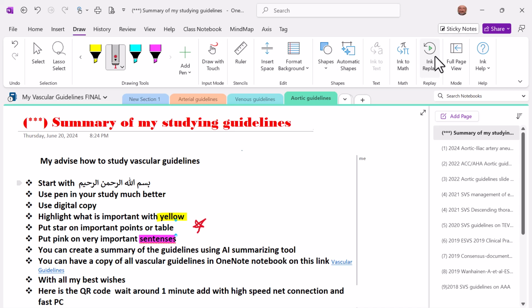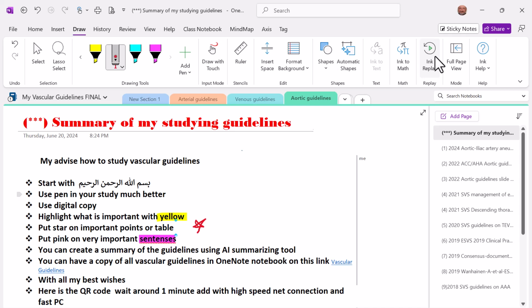Number one, start with Bismillah ar-Rahman ar-Rahim. I can't say how extremely important it is. Secondly, I prefer to have a digital format. So you can see I am using a program called OneNote. I think it's one of the best note-taking programs, and I was able to make a notebook that has all the vascular guidelines.